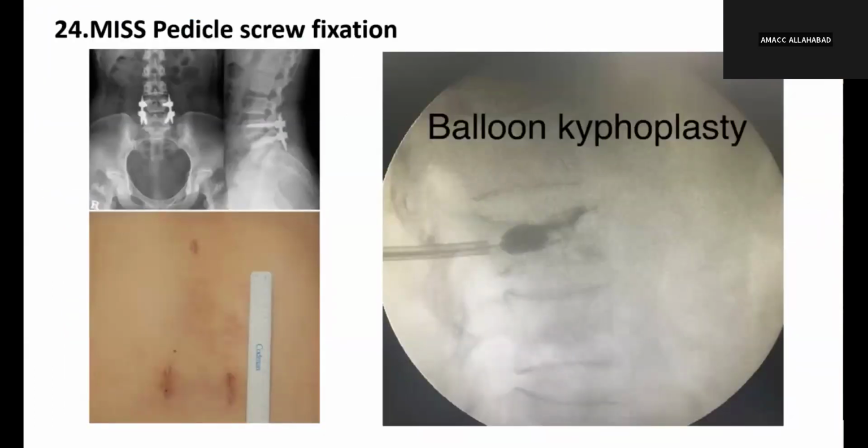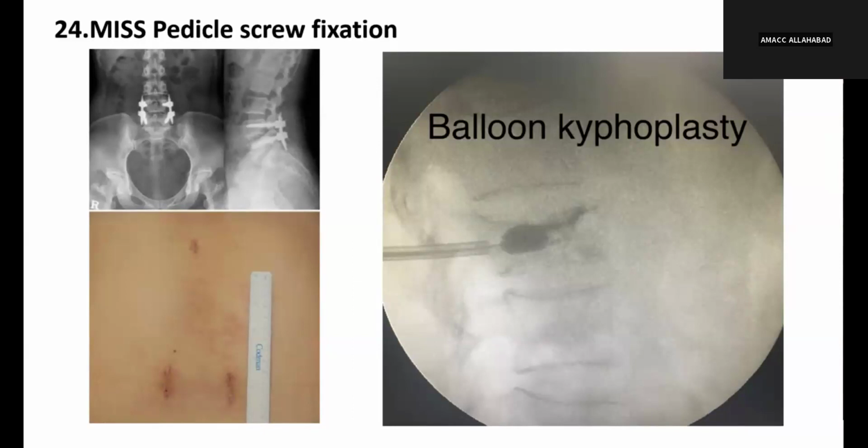Now, another MISS technique is percutaneous techniques with 1 to 1.5 centimeter incisions. Those incisions are given and the percutaneous screws are placed simultaneously. Patient can be mobilized in 48 hours. This is a very good technique, but the limitations are again there. It is only done in cases of instability or fracture, but neural compression should not be there because neural decompression is not done.